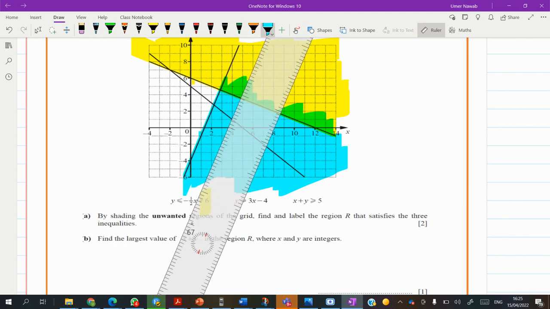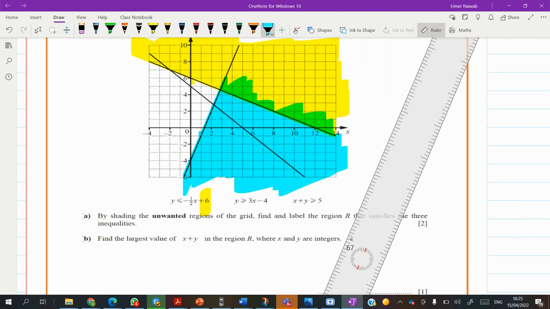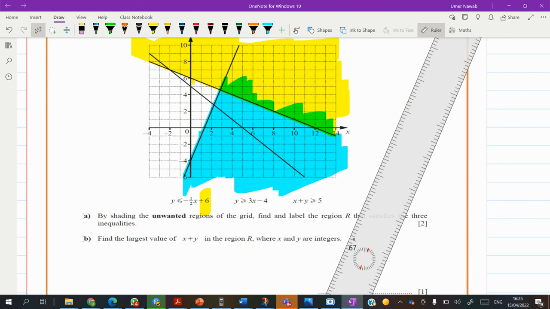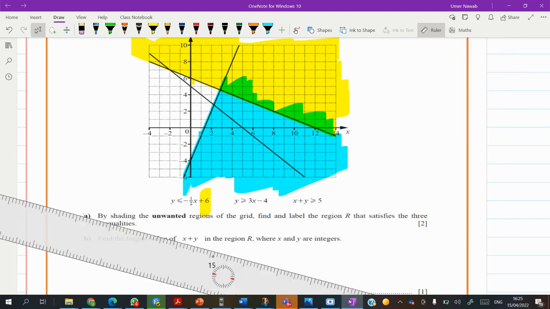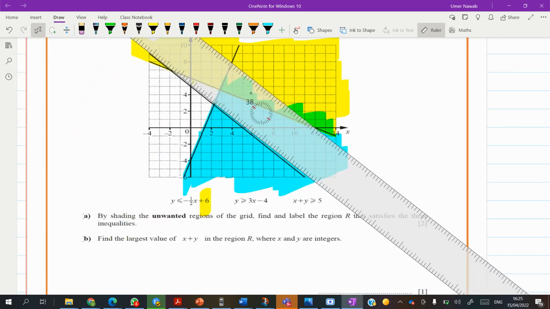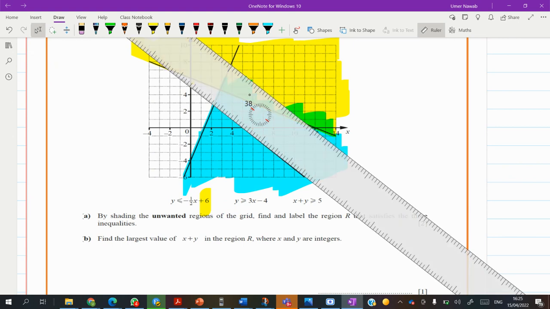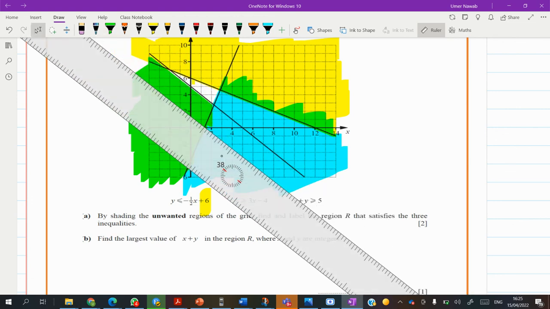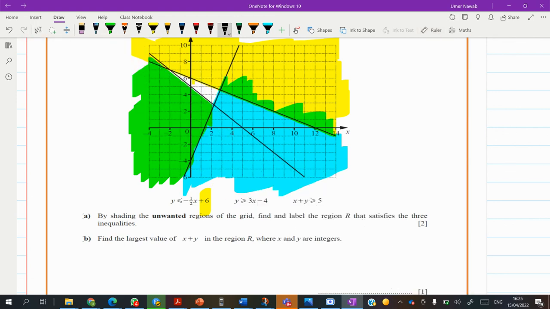Okay. Last one. x plus y greater than or equal to 5. Did he show all the lines? Yeah, he has shown all the lines. Greater than or equal to, brothers. So if I want to take greater than or equal to, we have to shade the below portion. So we got the region R.